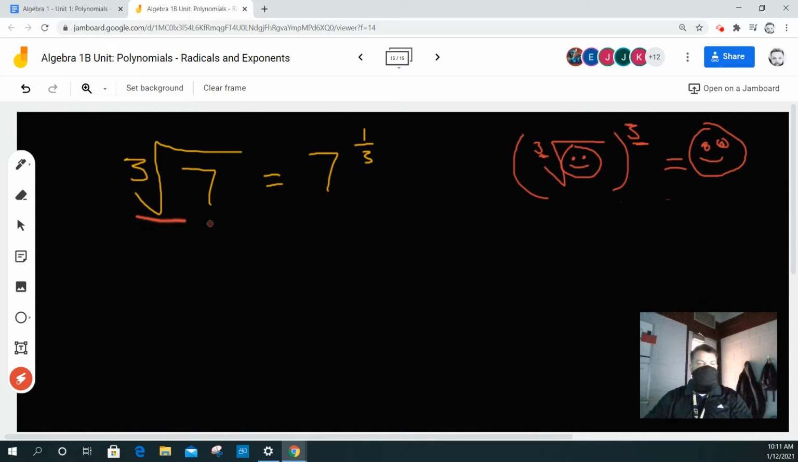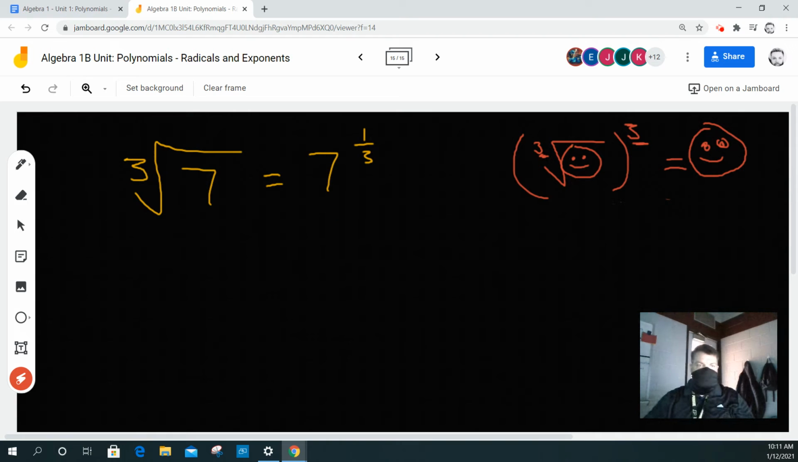So we're asked to show how the cube root of 7 is the same as 7 raised to the 1/3 power. Well, what you need to know is that when you have the cube root of something, if you cube it, it should equal the base, right? So if I take the cube root of a smiley face, that'll give me something, but then if I cube it, it'll give me something else, right? So what you're left with, you should be able to get the base.